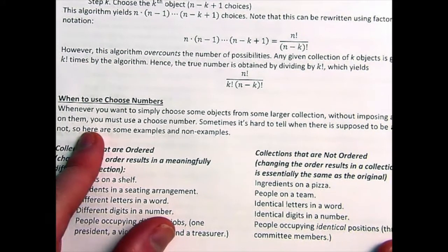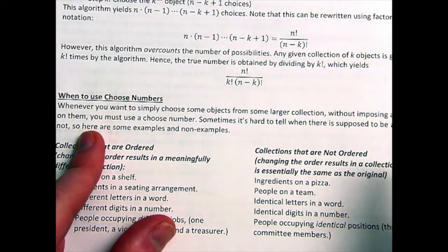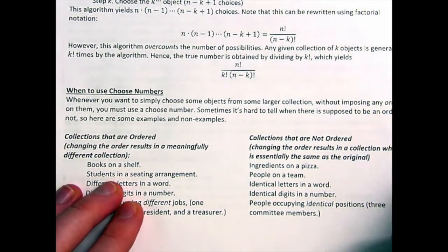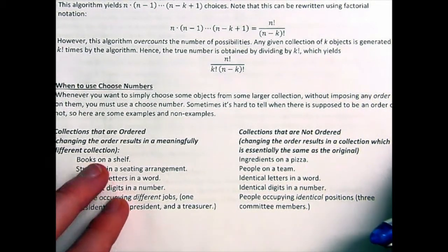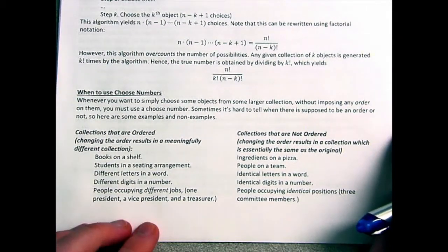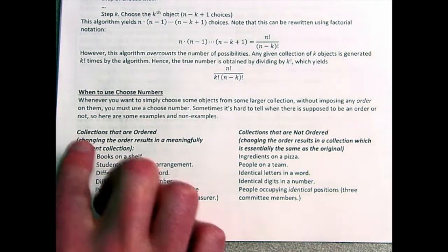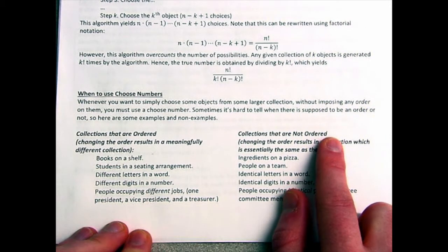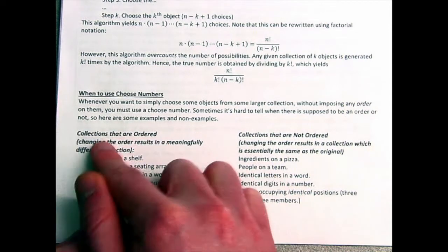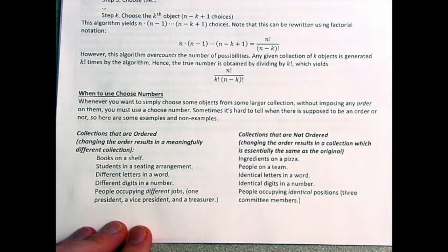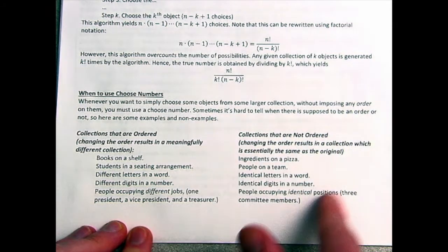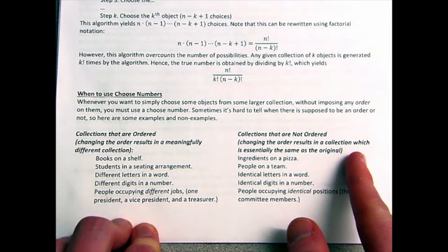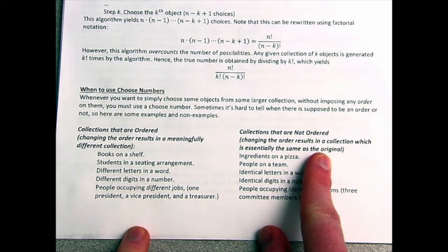Whenever you want to simply choose some objects from some larger collection without imposing any order on them, you must use a choose number, okay? Sometimes it's hard to tell when you're looking at something that should be ordered and when it isn't. So I've given you a bunch of examples. So here are some examples of collections that are ordered, and then here are collections that are not ordered. Collections that are ordered, what that means is changing the order of the objects results in a meaningfully different collection. Over here, collections which aren't ordered, changing the order results in a collection which is essentially the same as the original.